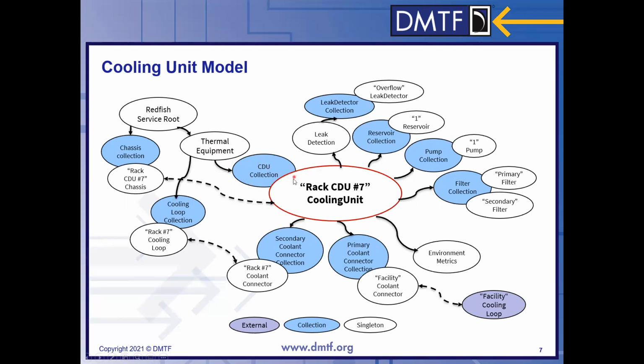In this model, we've got one instance, and that's rack CDU number 7. That cooling unit resource would have all the product information, make, model, serial number, and all the capabilities. And you can see that there are quite a number of links, those arrows all leading out of that bubble, showing all the various subsystems that are part of that unit. Not going to go through all these individually, but you can see on the top part is the leak detection subsystem, and then a collection of leak detector sensors.